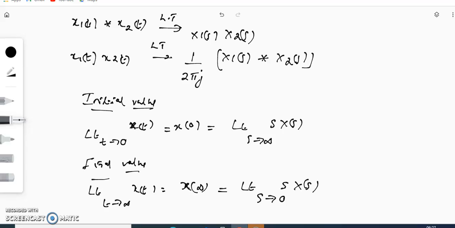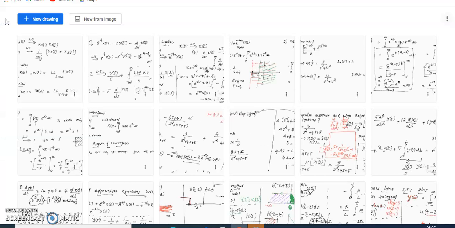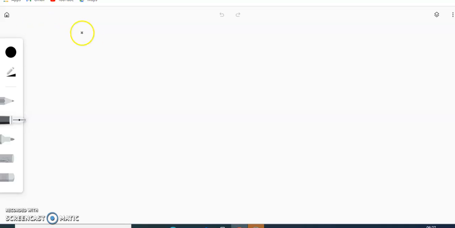It is very easy to relate. The value of x at time t equal to 0 is limit s tending to infinity of s into X of s. The value of x at t equal to infinity is limit s tending to 0 of s into X of s. Now let us see how we solve different problems using these properties. I'll start with a simple question.